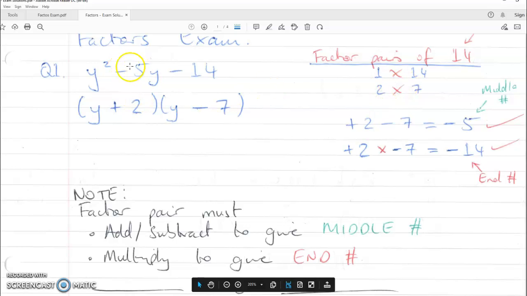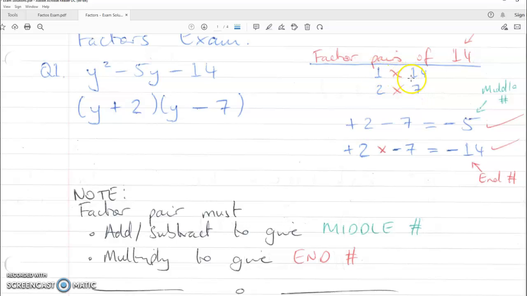So the middle number up here is minus 5. So that's what we mean by the middle number. So here's the middle term, minus 5y, but we're looking at the coefficient of that, which is the minus 5. Coefficient means the part at the start of it. So minus 5 there. So we're looking to make up minus 5 from 1 and 14 or 2 and 7.